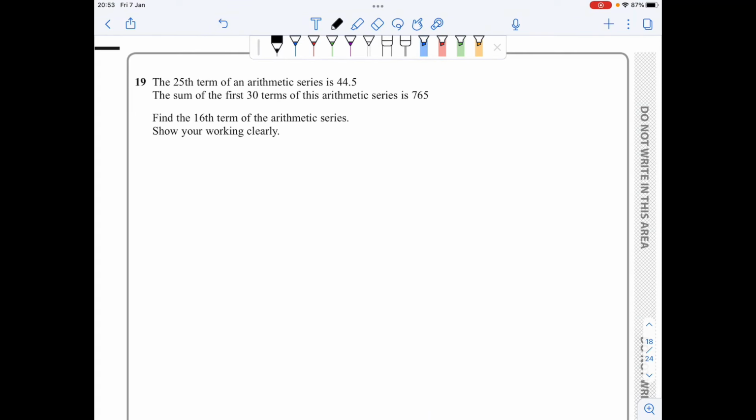In question 19, I'm given two pieces of information, one of them about the 25th term and one of them about the sum of the first 30 terms. So I'm going to create an equation for each one of those, solve them simultaneously, find the first term and the common difference, a and d, and then use those to find the 16th term of the sequence.